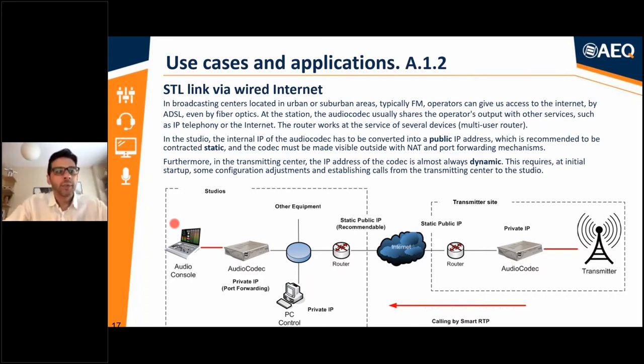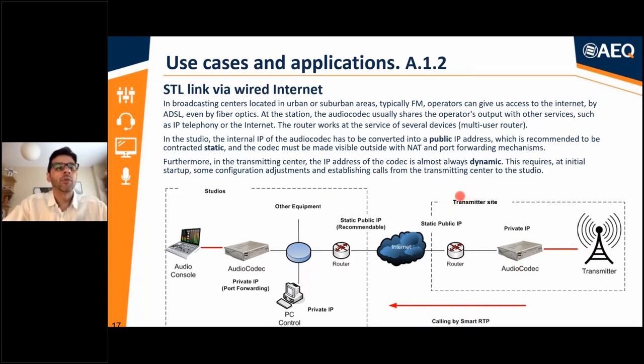Okay, in this picture we see that in the studio we have a similar situation as before. We have a switch where we have our audio codec and the control PC and any other IP equipment connected. This switch is connected to a router that gives access to the internet. We have virtually the same in the transmitter side. We will also have a router to provide access to the internet, and we may have a switch to connect the audio codec, but also other equipment. The thing about this is that we have two separate local area networks typically.